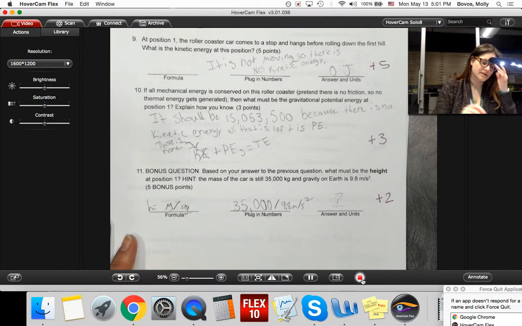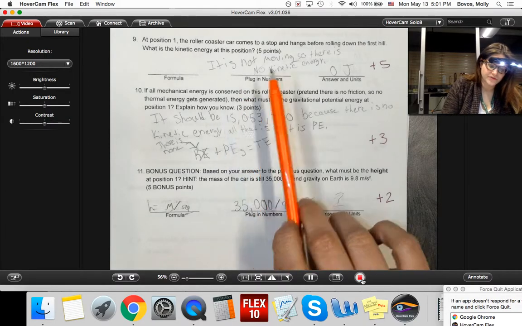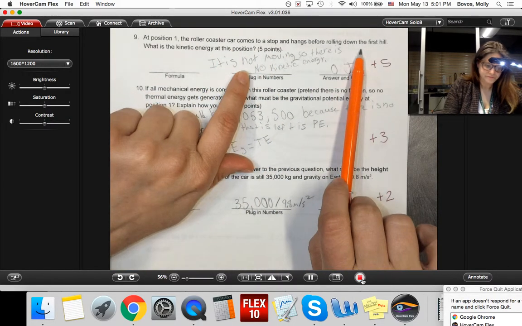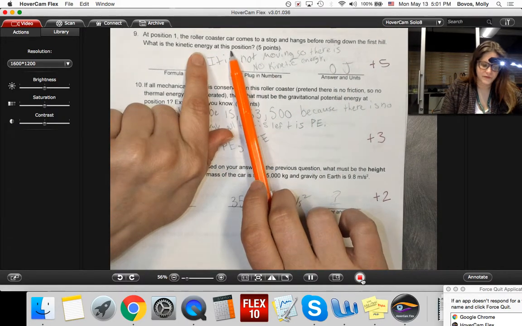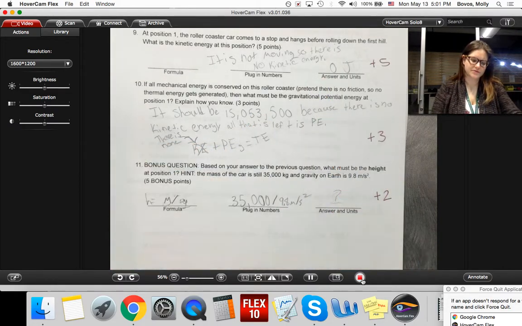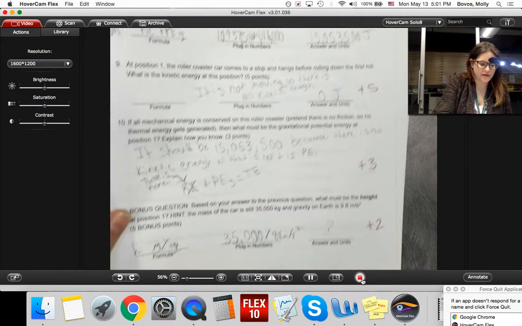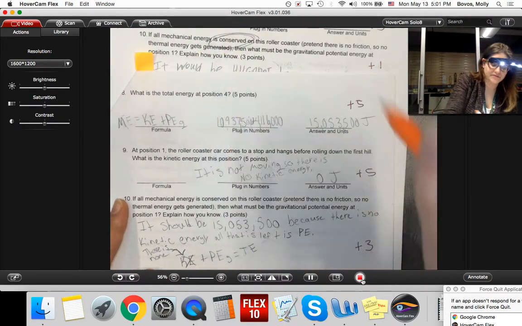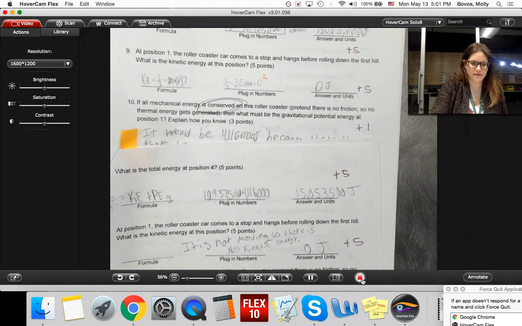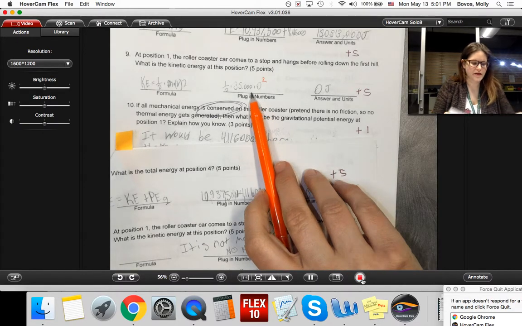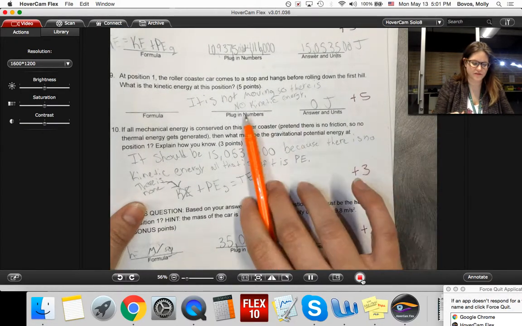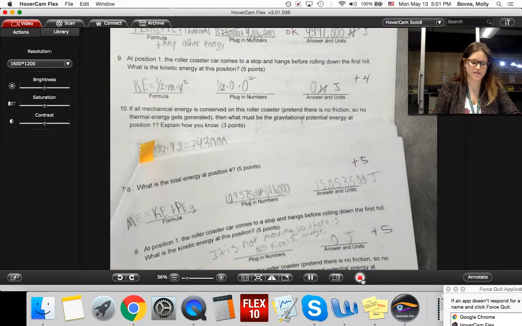Next, what if the roller coaster car comes to a stop at that first hill, what would its kinetic energy be there? Well, 0. If it's not moving, it's 0. So I was really looking for showing the work that it's 1/2 times mass times velocity squared, like here, where they're showing that work. But this student just explained that if it's not moving, there's no kinetic energy, and I felt that that was just as well explained.